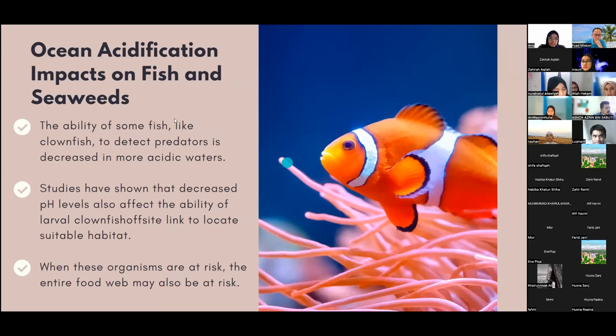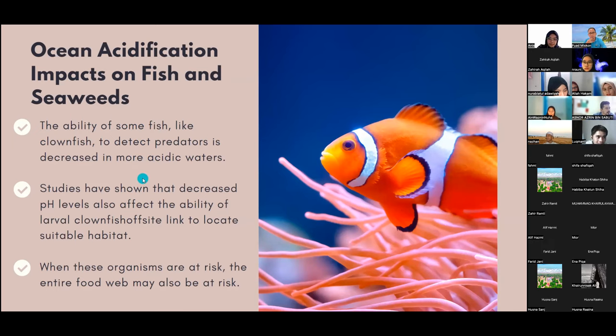Okay, next, ocean acidification's impact on fish and seaweeds, still among marine organisms. The ability of some fish, like clownfish, to detect predators decreases in more acidic water. Studies show that low pH level in water can affect the clownfish's ability to see plankton in the coral reef. So it will be more difficult for them to locate habitat and get their food source. When these organisms are at risk, the entire food web will also be at risk.